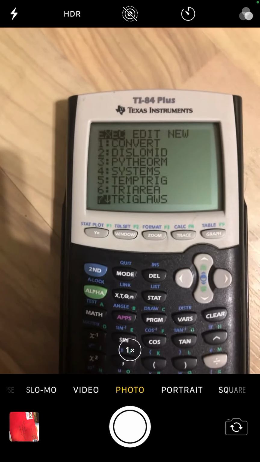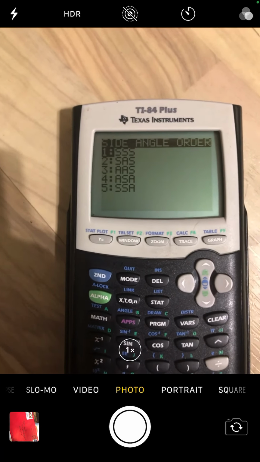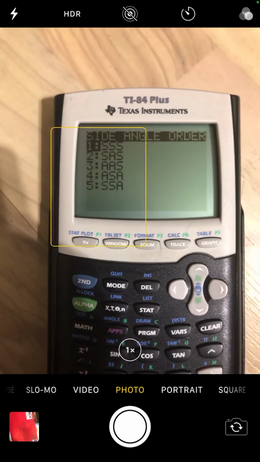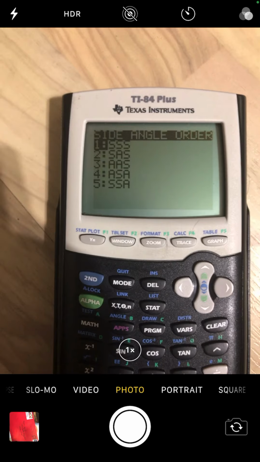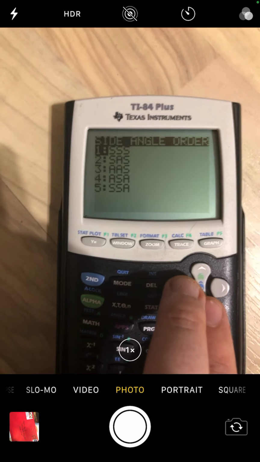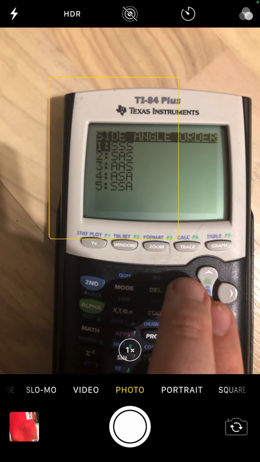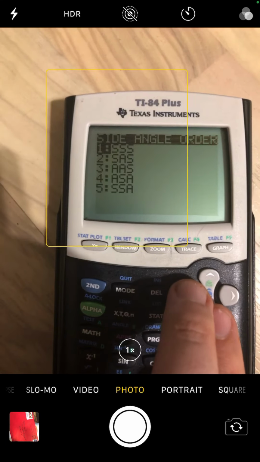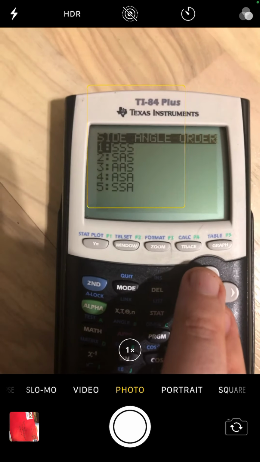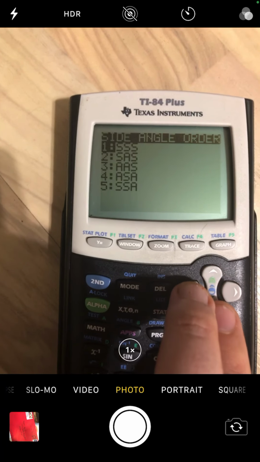But this is the one we're looking at here: trig laws. And then here we go. Side angle order. You have to know the order of the sides and angles. So if they just give you a couple bits of information and you're not sure, go ahead and draw a picture of your triangle, write out the sides and angles that you know, and look at them to figure out which one it is. It's going to be one of these 5. The only one that's missing would be angle, angle, angle, which is not a thing. That's only for similarity, not for congruence.